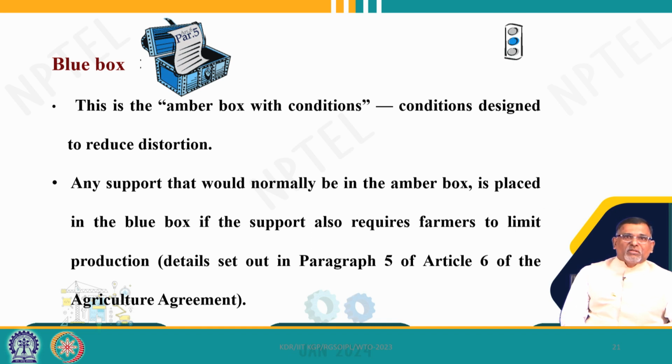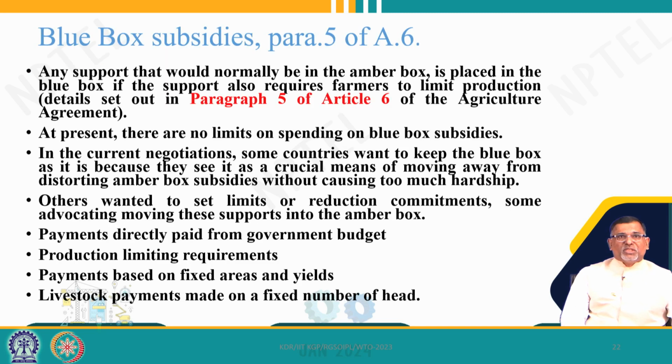So, this blue box requires farmers to limit production, which we have not heard about in developing countries, but in developed countries this is a very common practice, to stop or limit the production. And for blue box subsidies, there are no limits on spending. The negotiations are going on about the blue box. Some of these subsidies, if found to be trade distorting, are immediately transferred from the amber box to the blue box, and none of the countries, or most of the countries, want to take the reduction commitments.